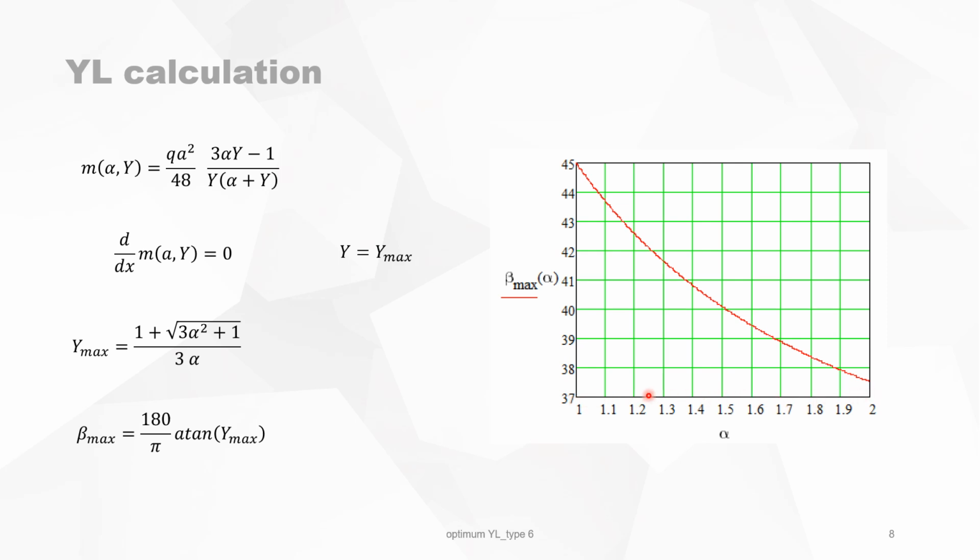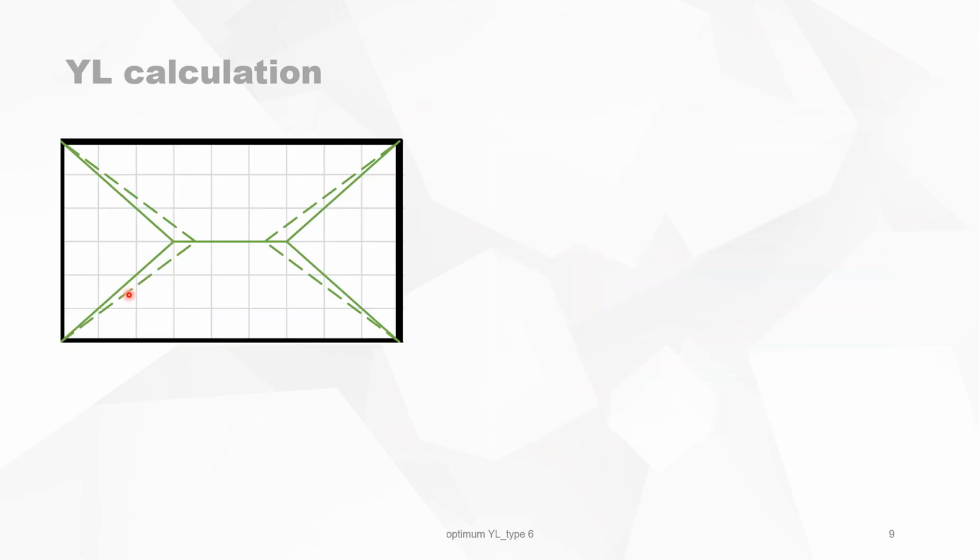for the range of alpha between 1 and 2 gives you this type of graph. Notice that the angle for the 30, 45, 60 degree method is 45 degrees, which is here on the top. So when optimizing, you have a smaller angle than the 30, 45, 60 rule. Let's give an example of a slab with B is 9 meters and A is 6, loaded with 10 kilonewton per square meter. It means that alpha is 1.5.